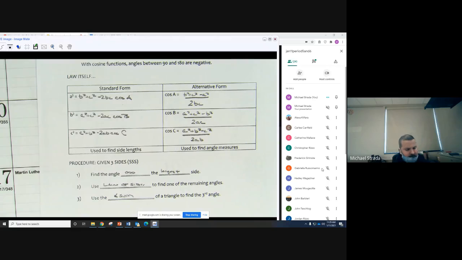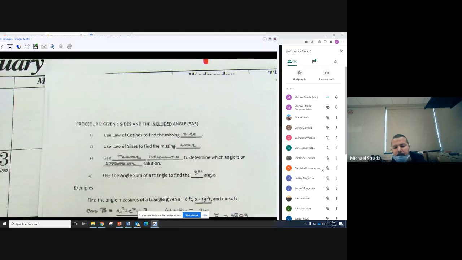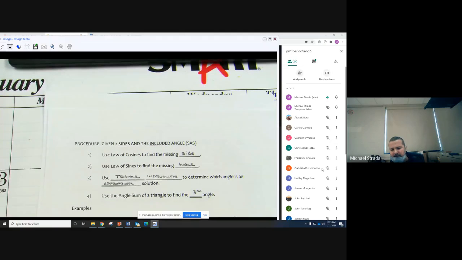Okay? The second situation is side angle side. We will use law of cosines to find the missing side. We then use law of sines after that to find the missing angle. You then use triangle inequality to determine which angle is an appropriate solution. All right? That way we don't have to worry about the ambiguous part. We can just do it mathematically and then use the angle sum of a triangle to find it.